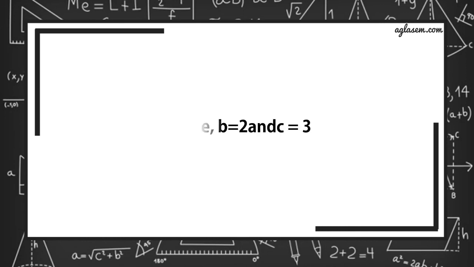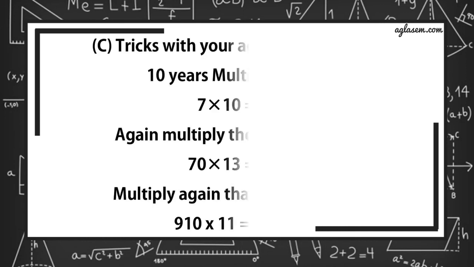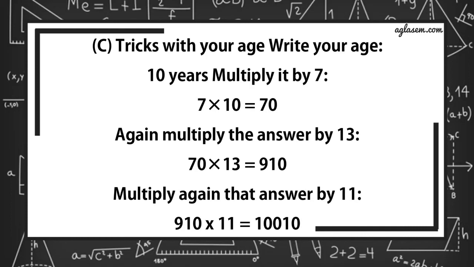C part says, tricks with your age. Write your age, 10 years. Multiply it by 7. 7 multiplied by 10 will give you 70. Again, multiply the answer by 13. That is 70 into 13, that will give you 910. Now, multiply again that answer by 11. Means 910 multiplied by 11, that will give you 10,010.